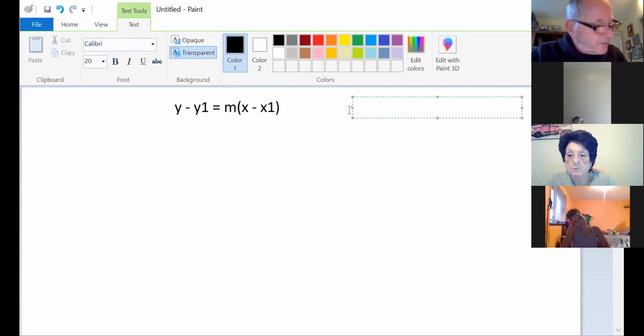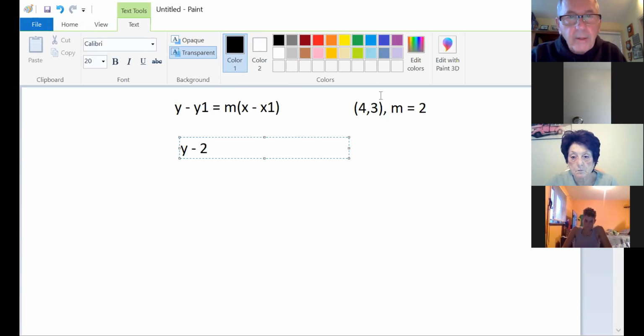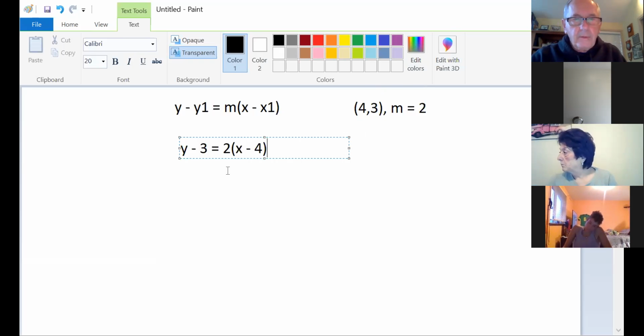So in this particular case, we've got a point 4 and 3, right? And we've got m is equal to 2. So we put them into this equation. We say, okay, so it's y minus 3 is equal to m, which in this case is 2, times x minus x1, which in this case is 4. Everybody with me so far? All I've done is put in the 4 and the 3 here.